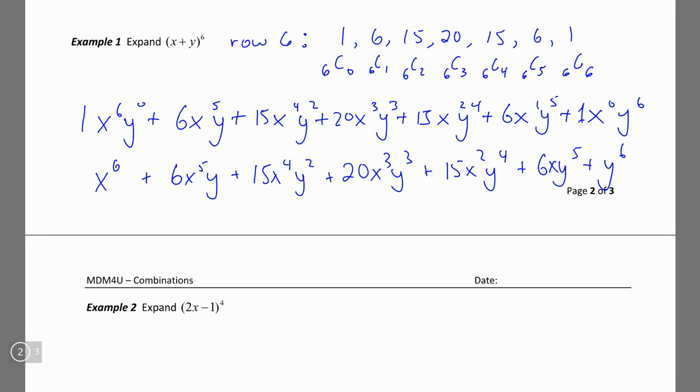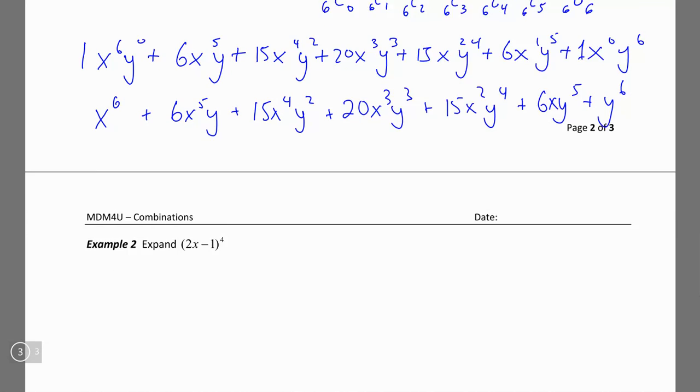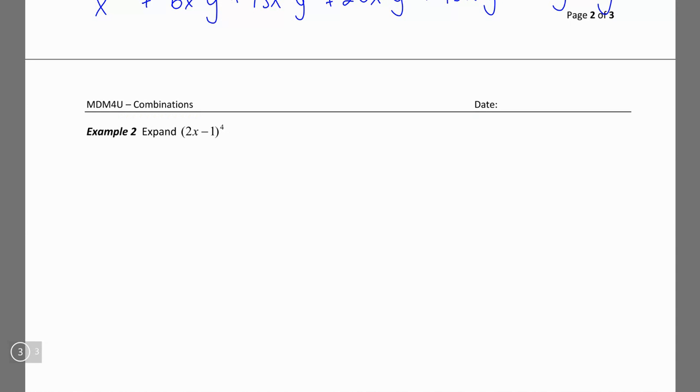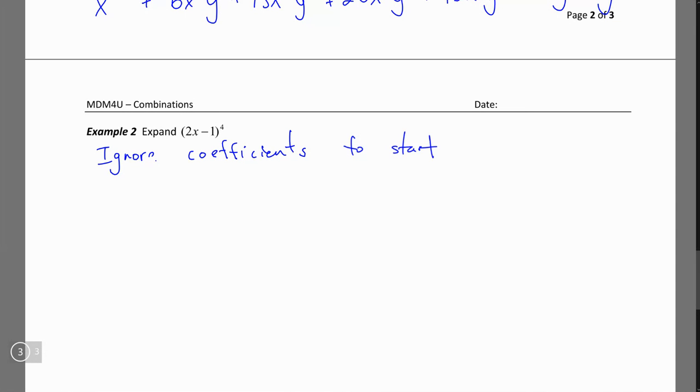Now what if your binomial has a minus sign? Okay, just ignore the coefficients for now. We'll just expand using what we know. Actually, no, let's do it properly. Let's do everything. So 2x minus 1 to the power 4.